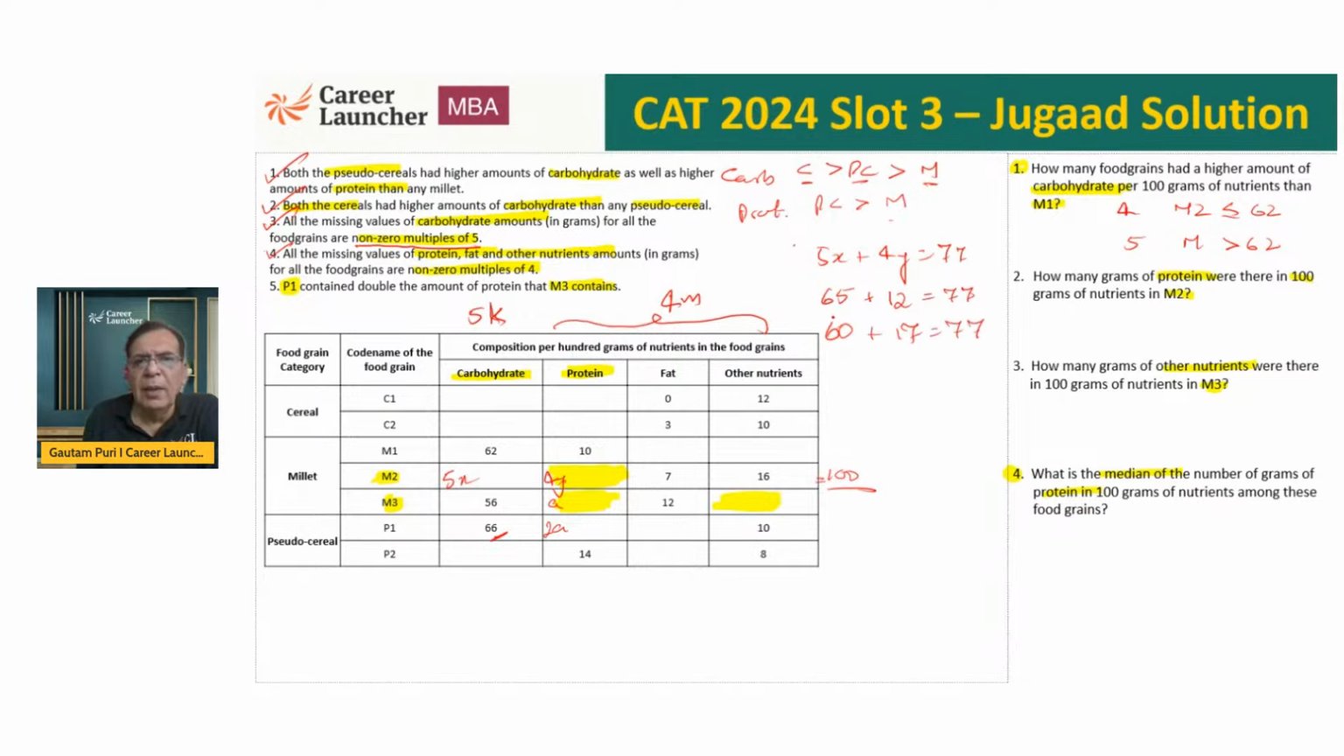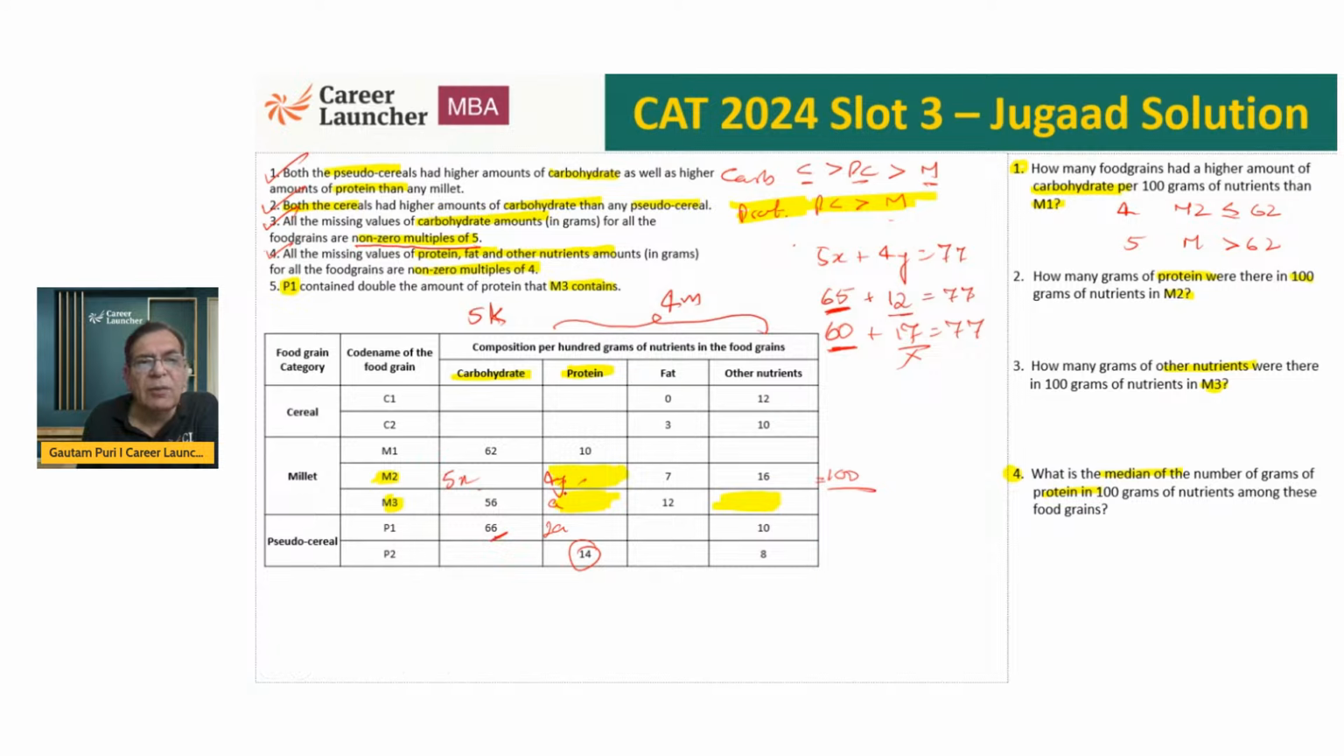Now please tell me, is the first one okay? If 65 plus 12, yes, it is okay. Why? Because this is a multiple of 5 and 12 is a multiple of 4. Okay. What's wrong with the choice of 60 and 17? Multiple of 5, not a multiple of 4. Also, there's something more. Can I also say this has to be less than 14? Because when you're looking at proteins, pseudo cereals have more protein than millets. That means 4y cannot be more than 14.